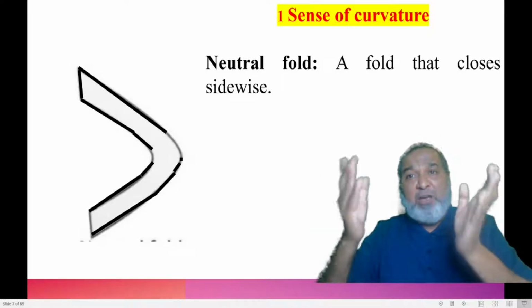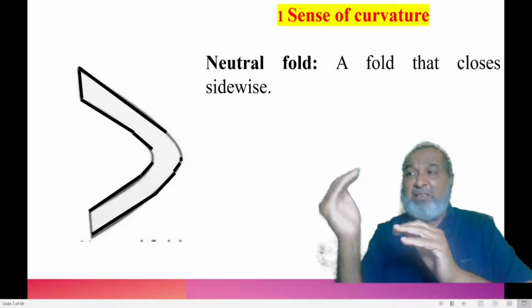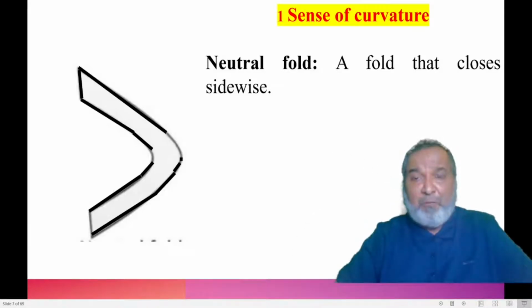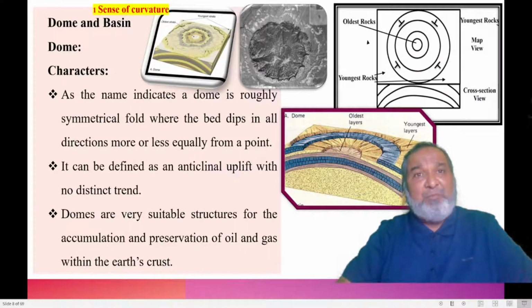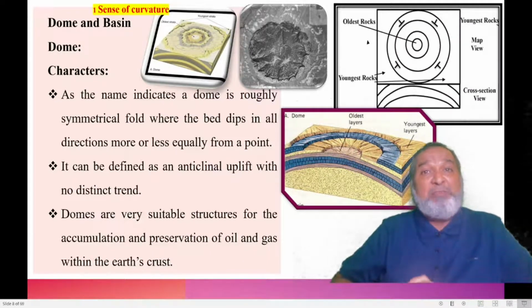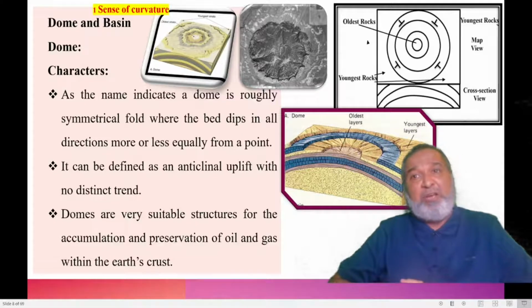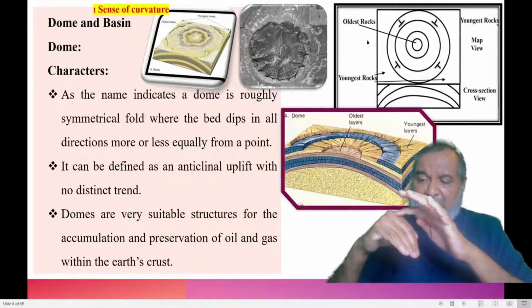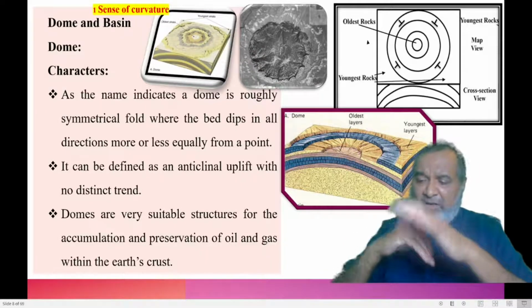Come to the third one, neutral fold. What is a neutral fold? A fold that closes sidewise. You can see the fold closes sidewise. That is the neutral fold. Come to the next one, the dome and basin. The first one we are going to see is the dome. What is a dome? The center part is elevated, and from there all the slopes are in different directions.